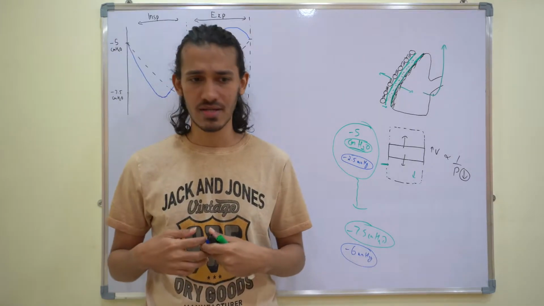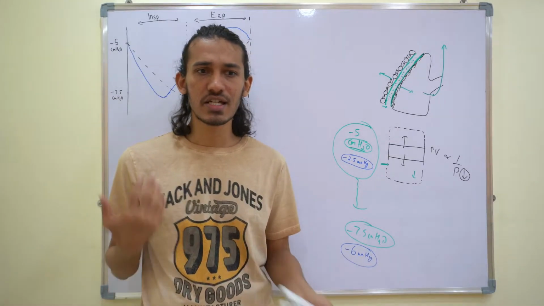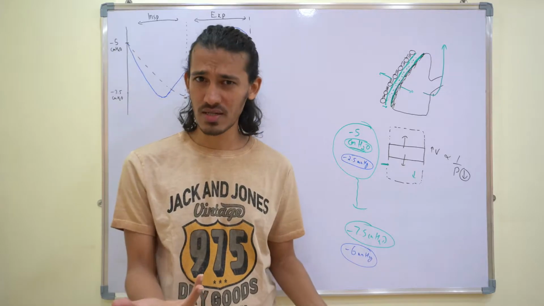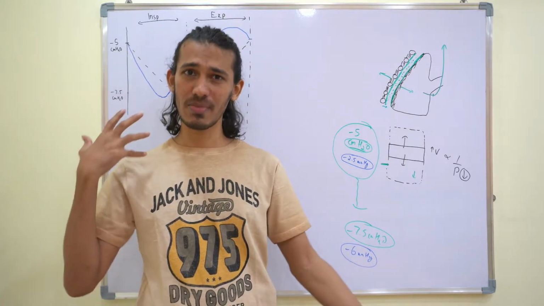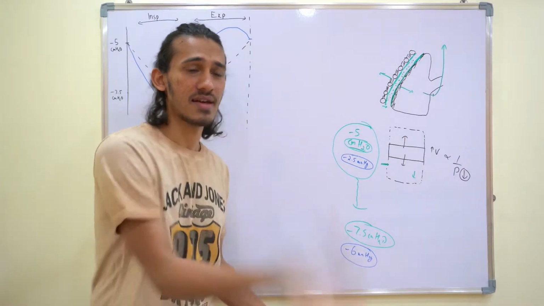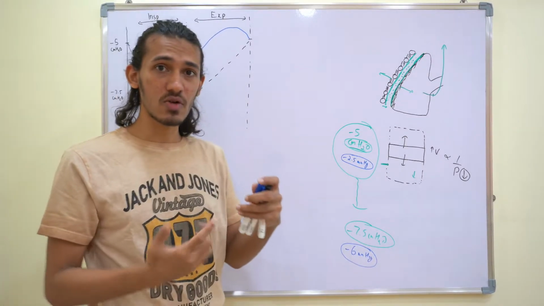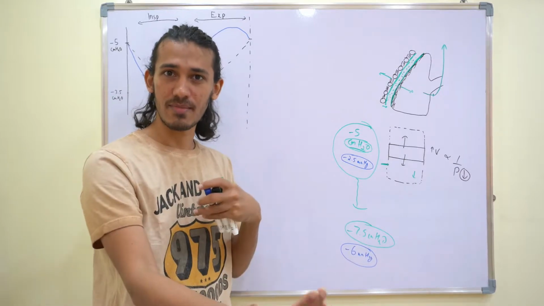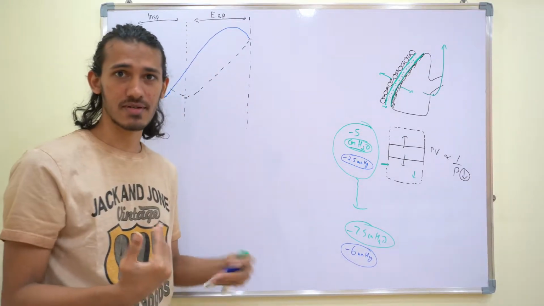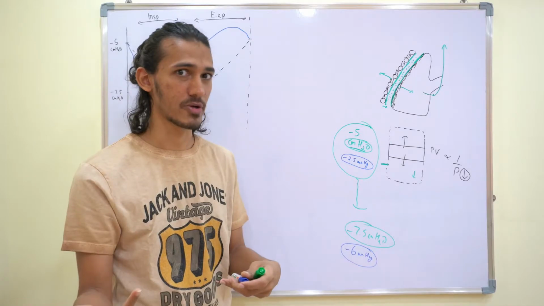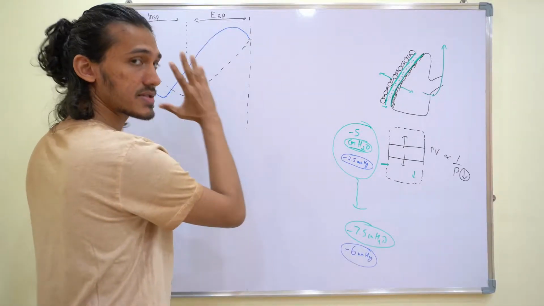I have this question: if there is resistance, shouldn't it make things slower? Because of the resistance, shouldn't it make things slower rather than faster like that? So in case you have this doubt, I'll just clear it after some time, after we discuss the next pressure. So you'll have a better idea at that point. This is the intrapleural pressure.